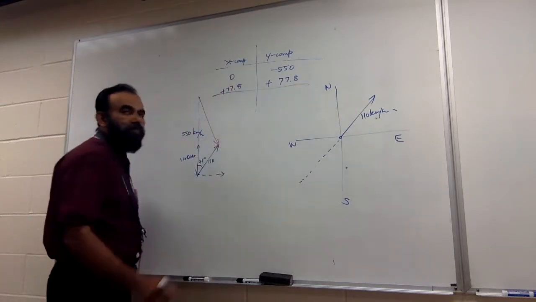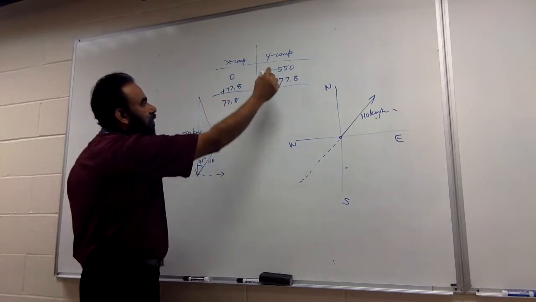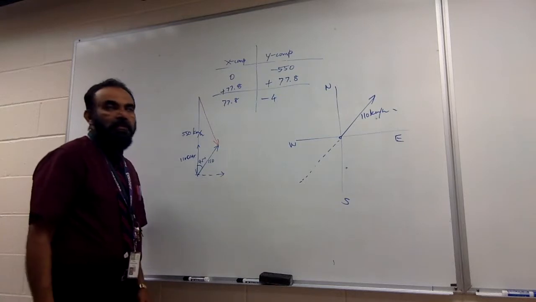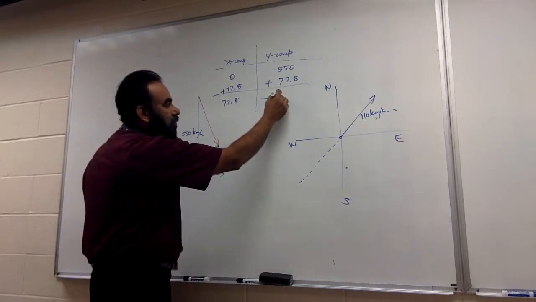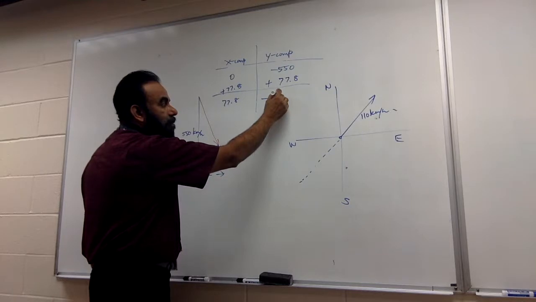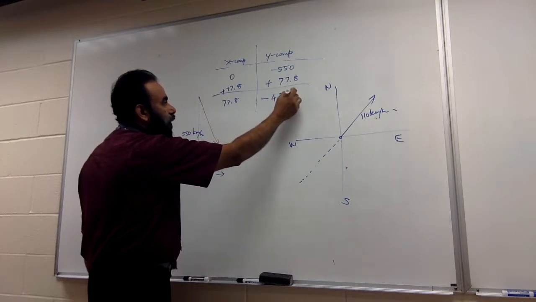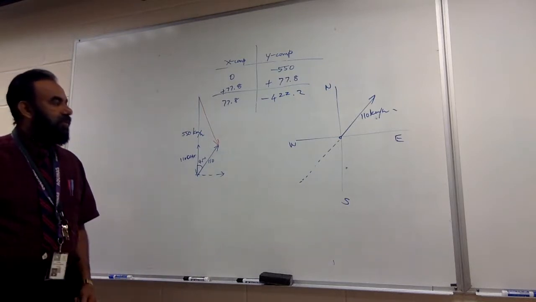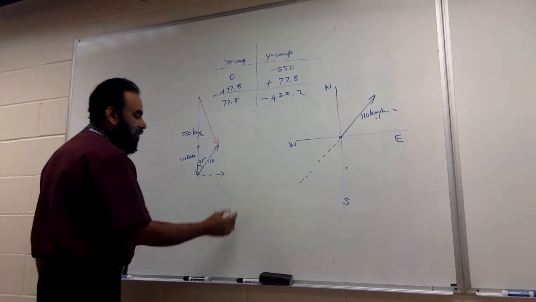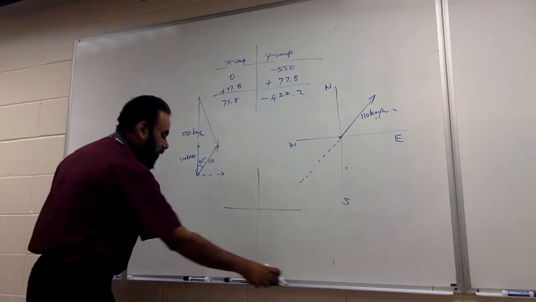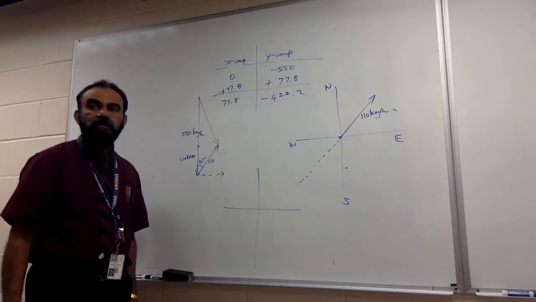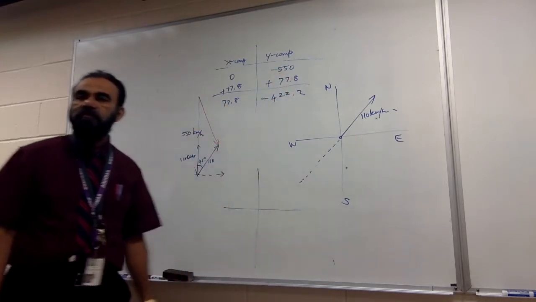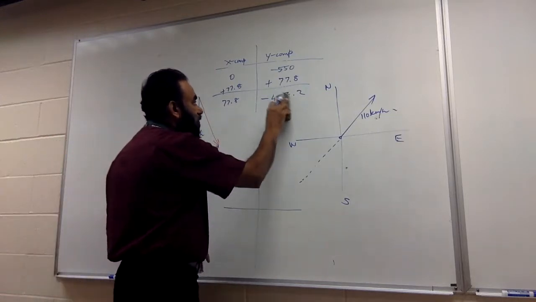And then you add them up. So 77.8, and the other one is how much? Minus 550. Subtract 550 from 77.8, and you get negative 472.2.